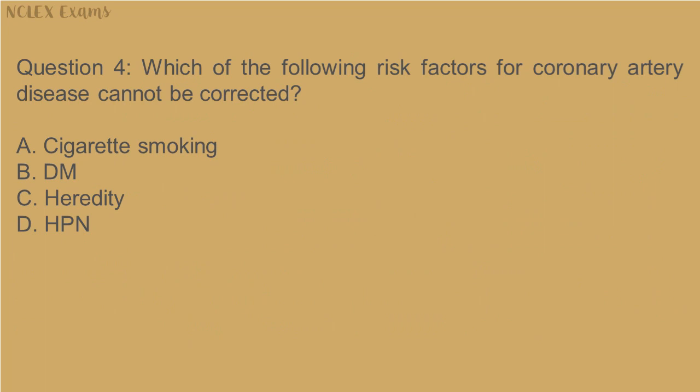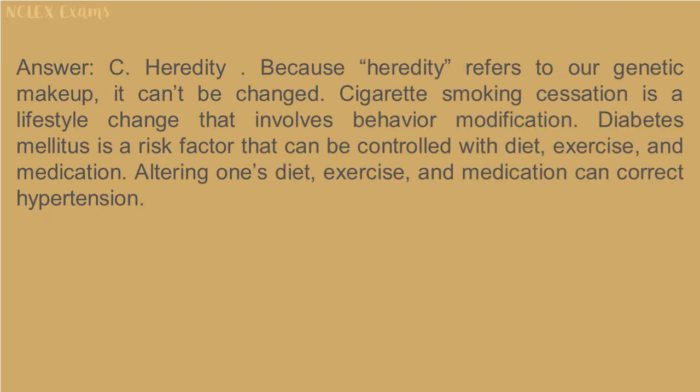Question 4. Which of the following risk factors for coronary artery disease cannot be corrected? A. Cigarette smoking. B. DM. C. Heredity. D. HPN. Answer: C. Heredity. Because heredity refers to our genetic makeup, it can't be changed.